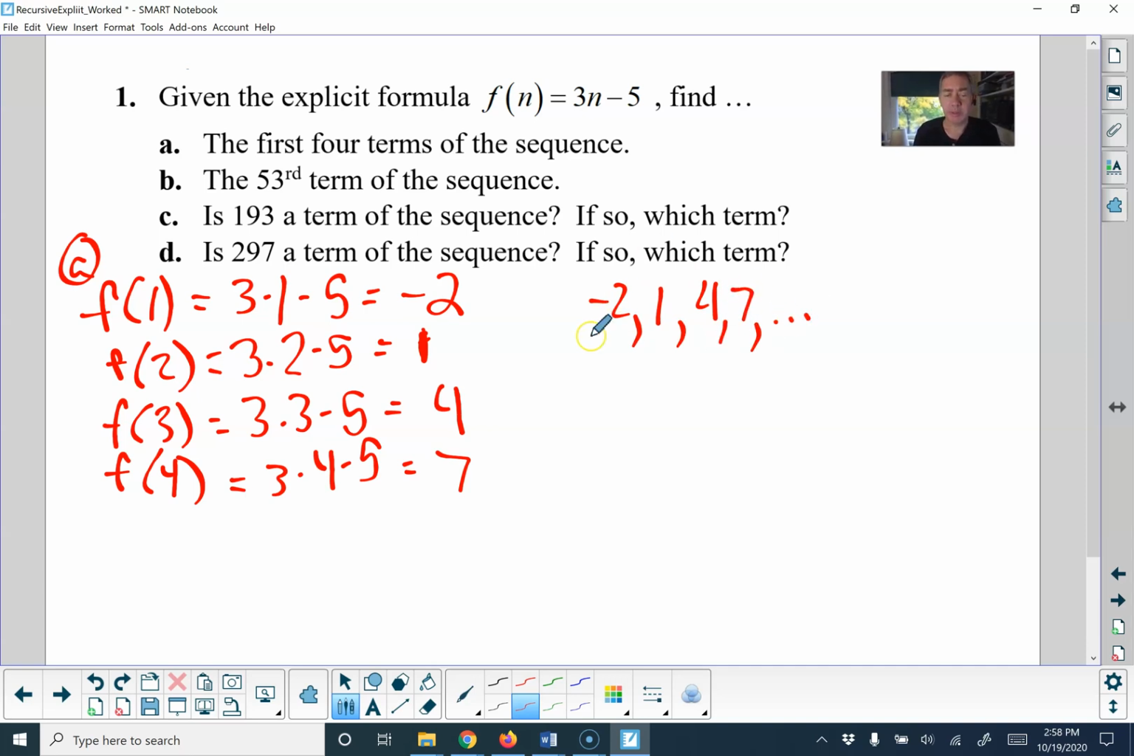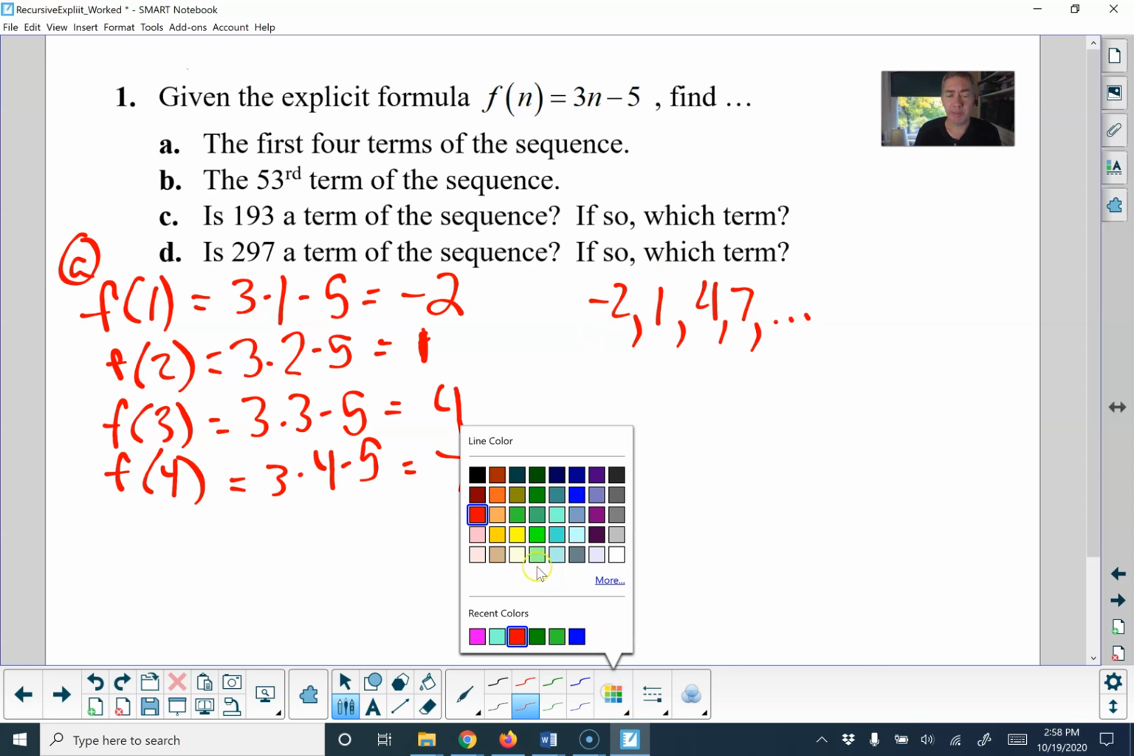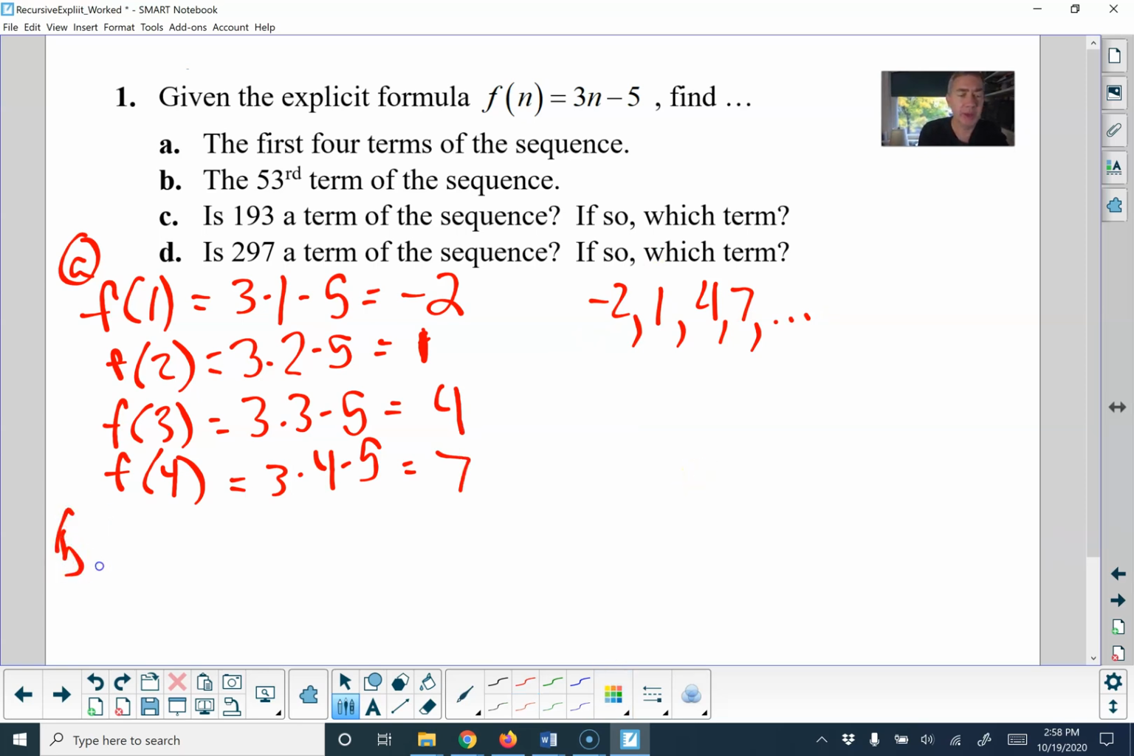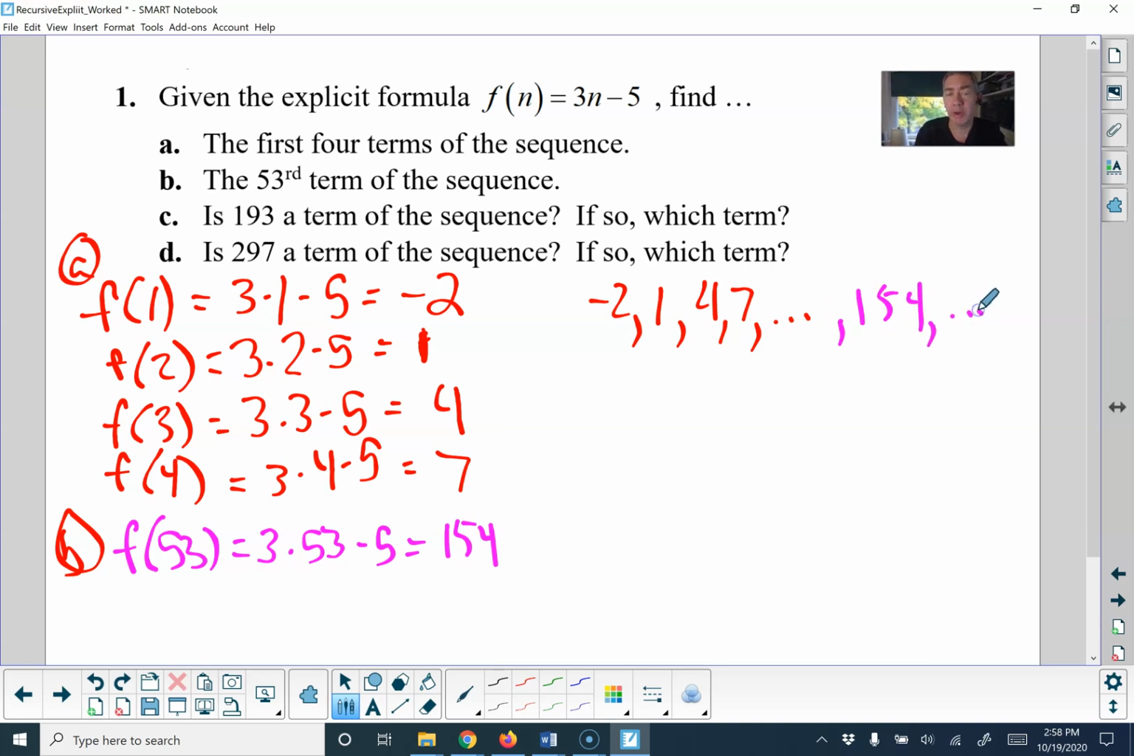The 53rd term of the sequence isn't that much more complicated. The 53rd term of the sequence would be f of 53, which would be 3 times 53 minus 5. 3 times 50 is 150. 3 times 3 is 9, so 3 times 53 is 159. Subtract 5 and you're at 154. So someplace out here, the 53rd term is 154, and then you keep on going.